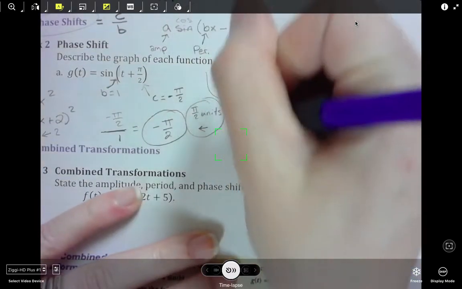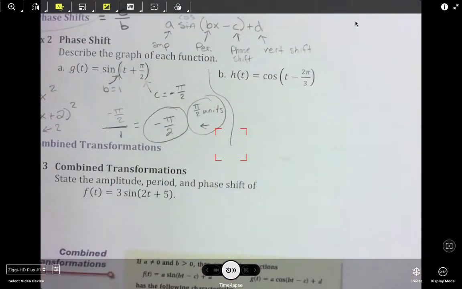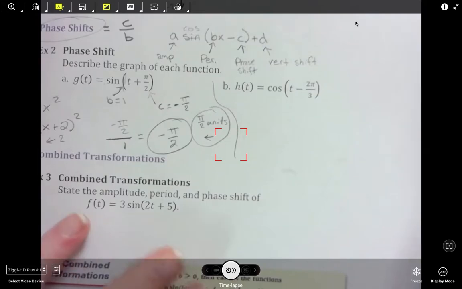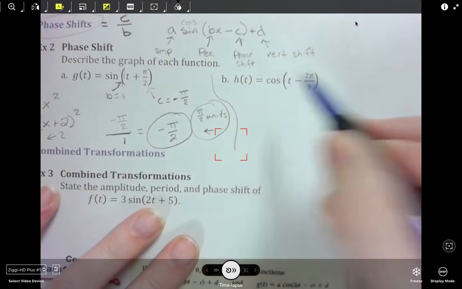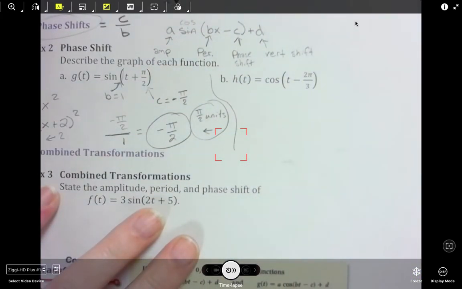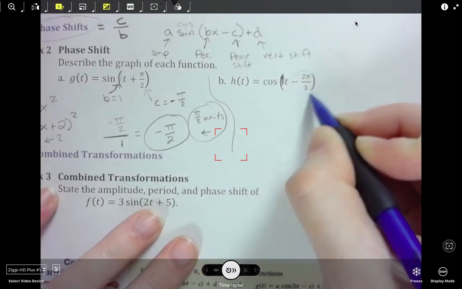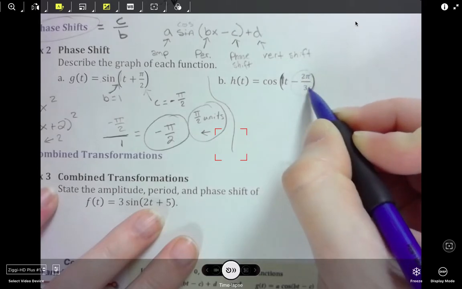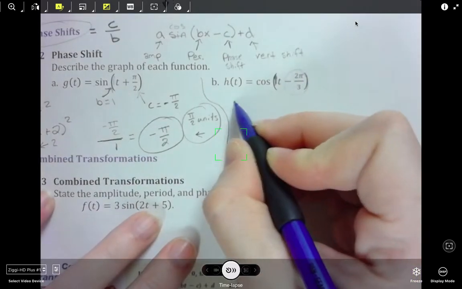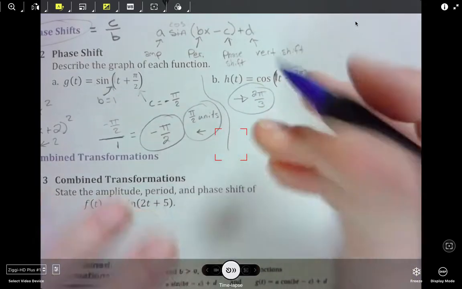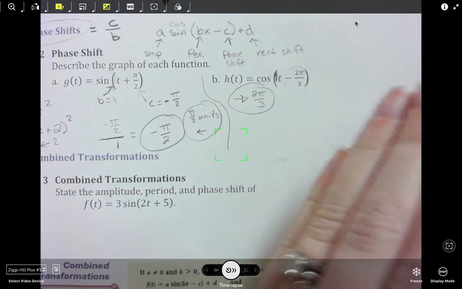All right, the second one, we're dealing with cosine. It really doesn't matter because we're not graphing these. They just want us to describe the graph. So what did we do to the cosine function to move this around? Since my B value is 1, and we're just doing minus 2 pi over 3, this just means that we're shifting it to the right 2 pi over 3 units. So it's just going to be the same cosine function but shifted to the right 2 pi over 3.